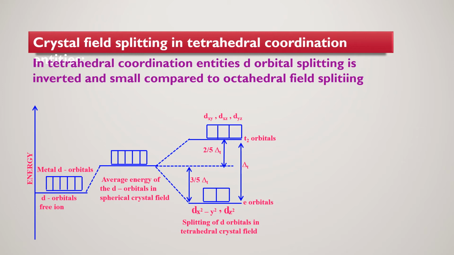So t2g experience more repulsion compared to eg because dxy, dxz, dyz, the shape of these orbitals is between the axes. You see the shape of the d orbitals. That's why these orbitals will experience more repulsion, and that's why they go to the higher energy level. The dx square minus y square and dz square shape is exactly on the axis. That's why there is less repulsion in tetrahedral, more repulsion in octahedral complex. So here the crystal field splitting energy delta T is nothing but 4 by 9 delta naught.